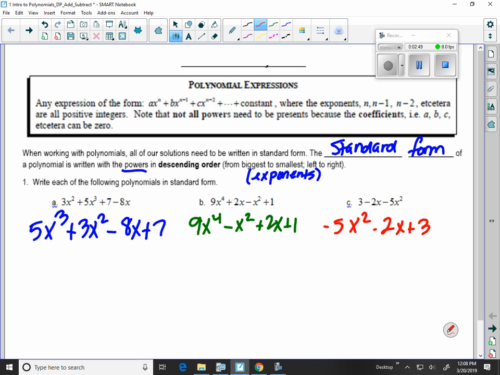How do I know it's a positive 3? Because it's the first term, so it doesn't really have a plus there. Jacob? It doesn't have a negative. Yeah, so if it doesn't have a negative, we assume positive. Very good. We okay on descending order?